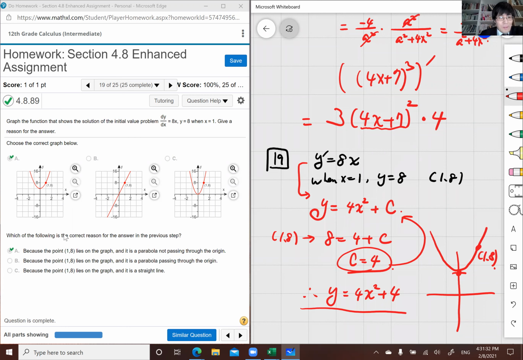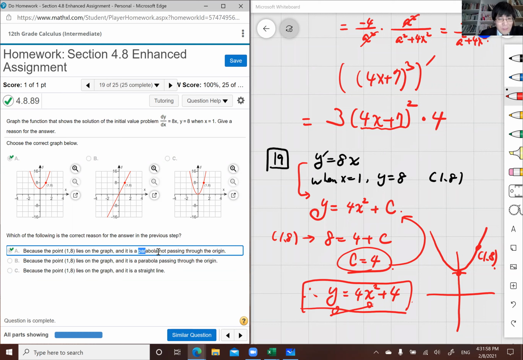Okay. Now, which of the following is the correct reason for the answer in the previous step? Well, because (1, 8) is on the line and on the graph is the same thing in all 3 choices. A straight line cannot be, so it should be a parabola. And we know that this graph doesn't go through (0, 0). When x is 0, y is not 0. So the better explanation is it's a parabola not passing through the origin.